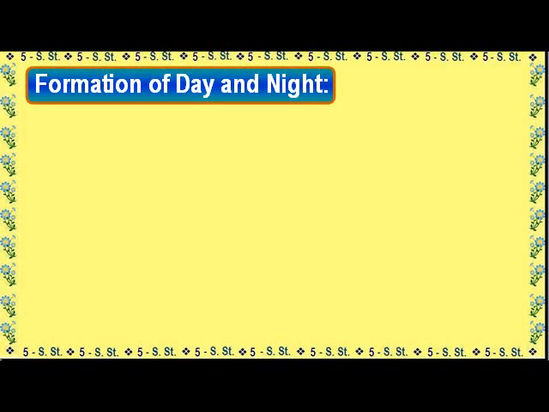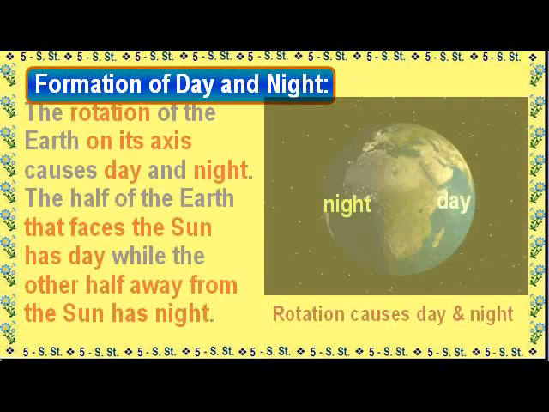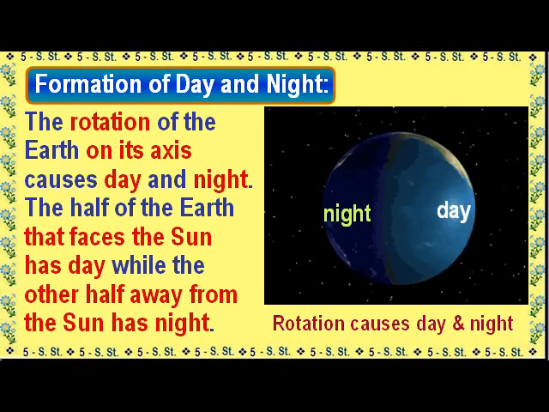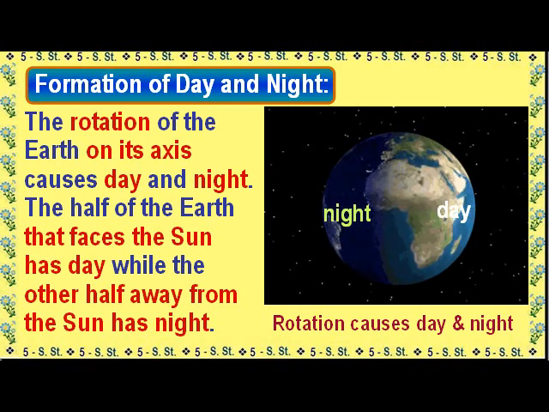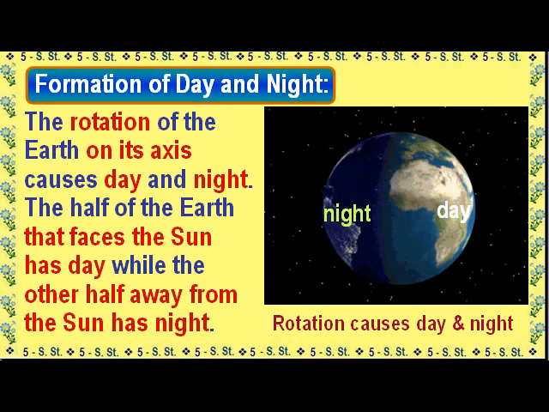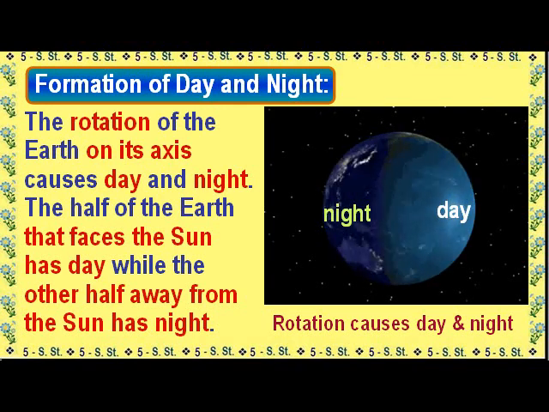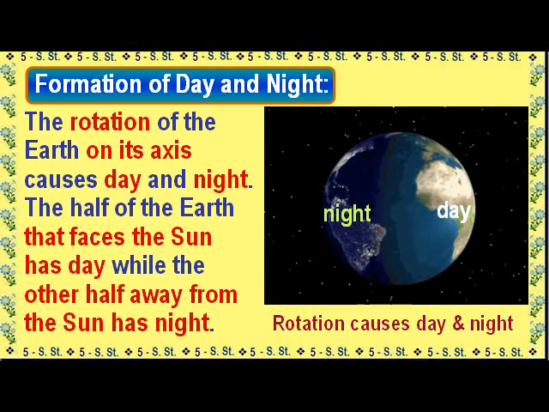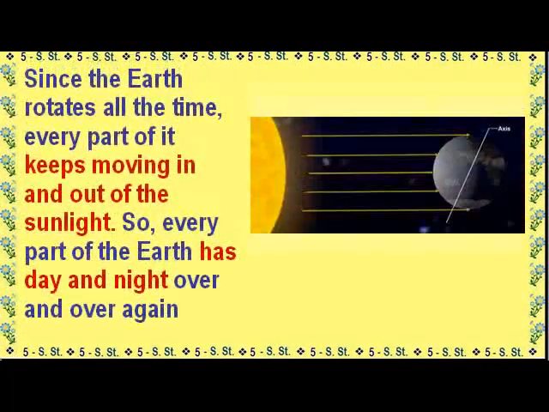Formation of day and night. The rotation of the Earth on its axis causes day and night. The half of the Earth that faces the sun has day, while the other half, away from the sun, has night. Since the Earth rotates all the time, every part of it keeps moving in and out of the sunlight. So, every part of the Earth has day and night over and over again.